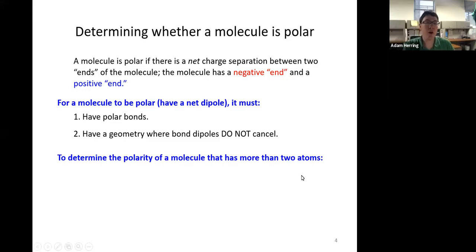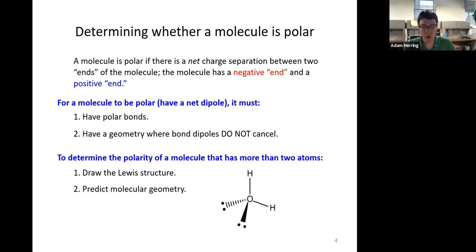So, how do we determine whether or not a molecule is polar? In the case of a molecule with just two atoms, then we know it's going to be polar if the bond is polar, because the geometry cannot cancel out. However, if we have more than two atoms, what we need to do is first draw the Lewis structure. Then, we need to determine the molecular geometry of the molecule.